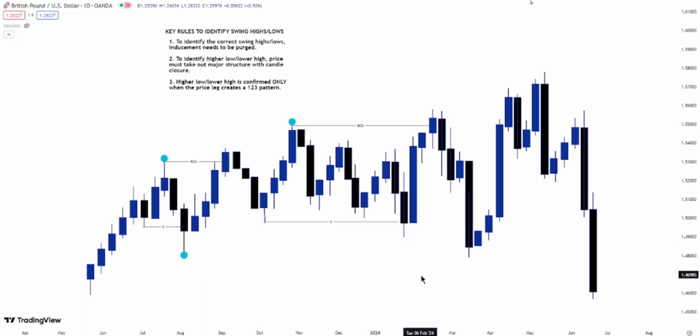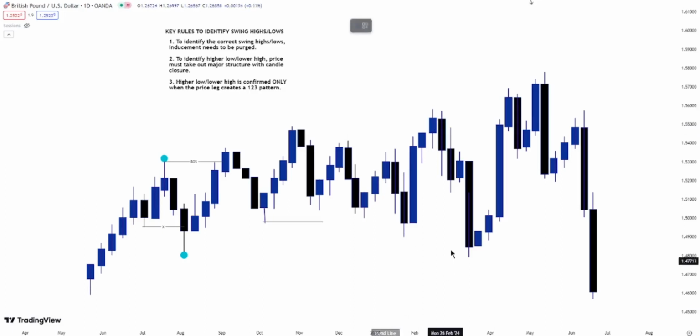This is invalid, because it didn't create a 1, 2, 3 pattern, and therefore everything will have to be transferred. All right? To where? To this high. For this high to be confirmed, it needs inducement. So this becomes your inducement. This has been converted to inducement now.